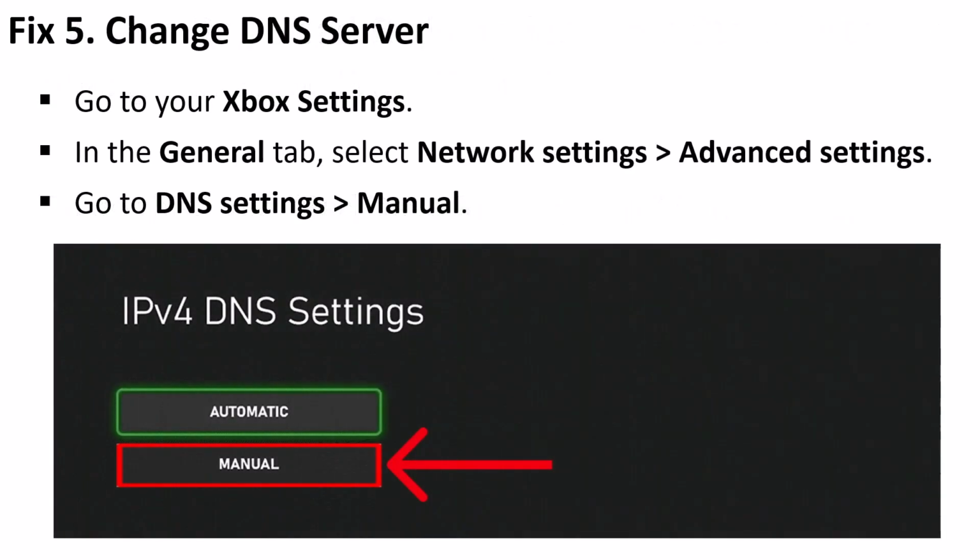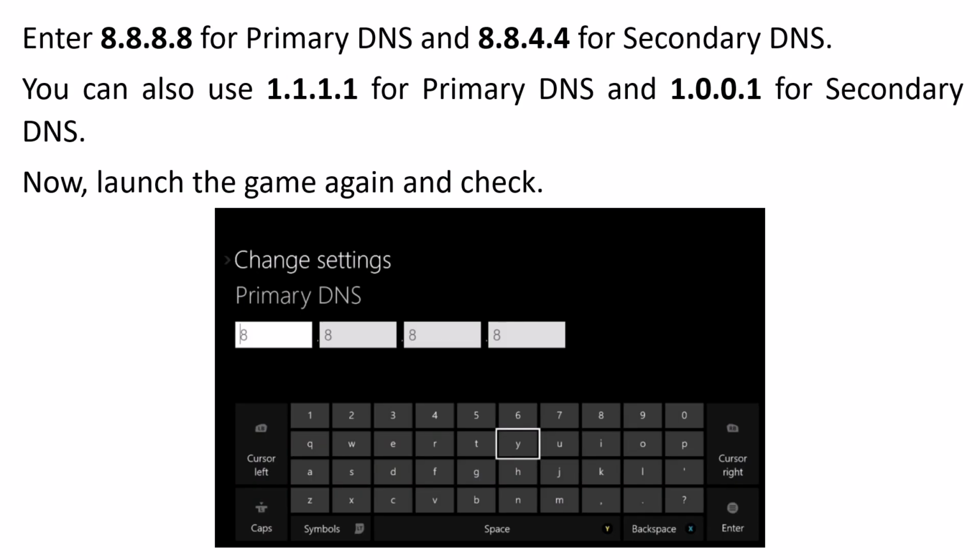Fix 5 is to change DNS server. So go to your Xbox settings, in the general tab select network settings, advanced settings, go to DNS settings, manual. Now enter 8.8.8.8 for primary DNS and enter 8.8.4.4 for secondary DNS. And then save it and then launch the game and check if your problem is solved or not. If not, then repeat the process and this time in the primary DNS enter 1.1.1.1 and in secondary DNS enter 1.0.0.1 and then save it and then again relaunch the game and check if your problem is fixed or not.